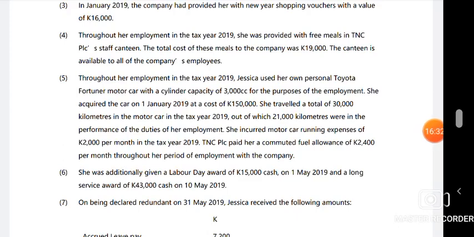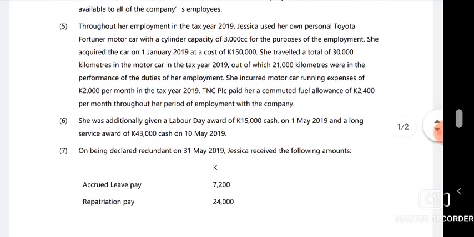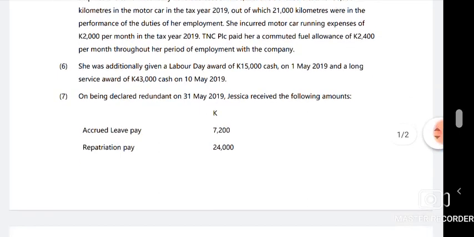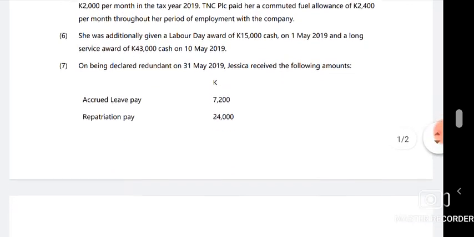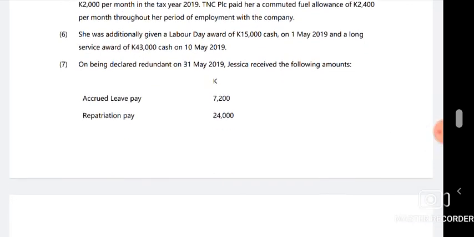Next, we have 6. She was additionally given a Labor Day award of 15,000 kwacha cash on 1st May 2019 and a long service award of 43,000 cash on 10th May. What did we say? Labor Day awards are not allowed for tax purposes. Long-term service awards should be taxed as per rules. So we'll add these back, the long-term service award of 43,000. And as we've seen, we're computing up to May because that's the only period she worked for.